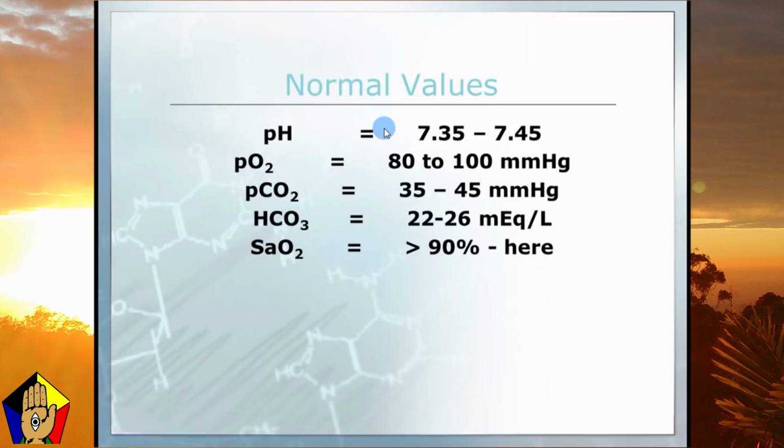You can look, here are some normal values. So pH should be 7.35 to 7.45. Your oxygen is about 80 to 100 parts, sorry. And then your CO2 should be between 35 and 45, and your bicarbonate should be between 22 and 26. So these are the normal values.